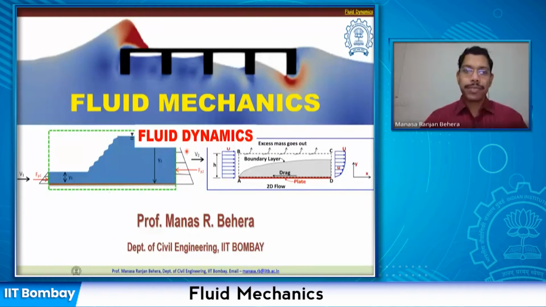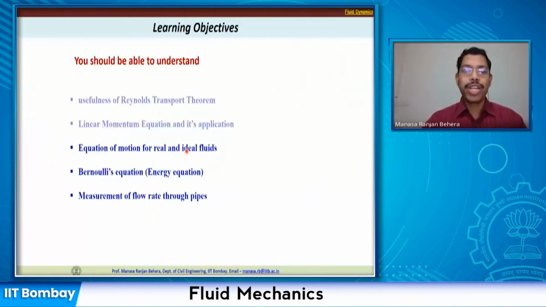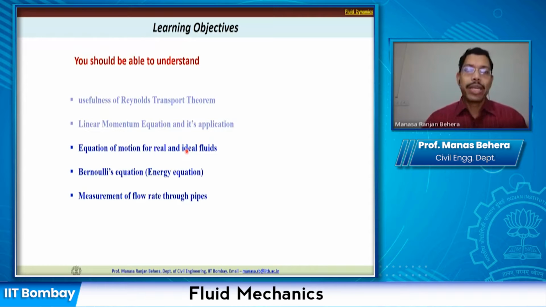Welcome to the fluid mechanics class. We are in the topic fluid dynamics. So in the last lecture of fluid dynamics, we discussed various aspects of Reynolds transport theorem. We derived how it is linking the system and control volume approach, as well as we also discussed the linear momentum equation that has been derived based on the linear Reynolds transport theorem, and we also saw various applications of the linear momentum equation. So in today's lecture, we will see equation of motion for real and ideal fluids.